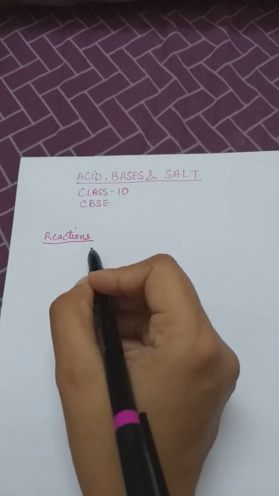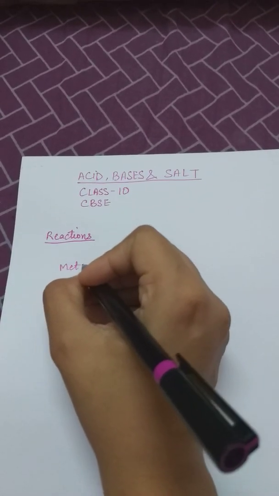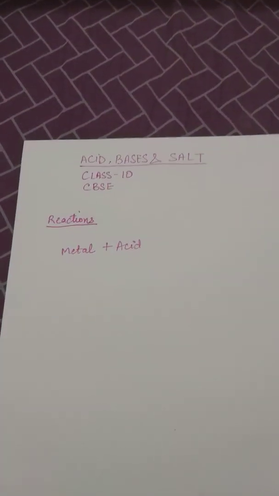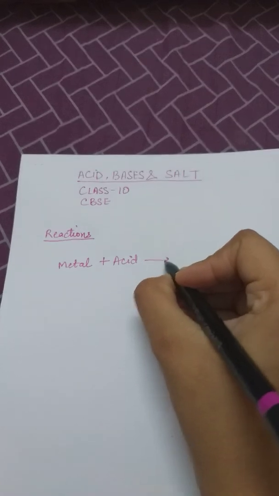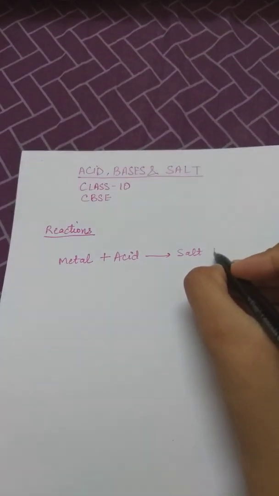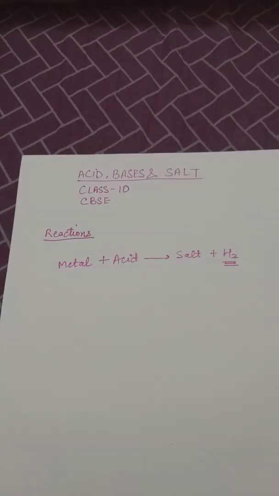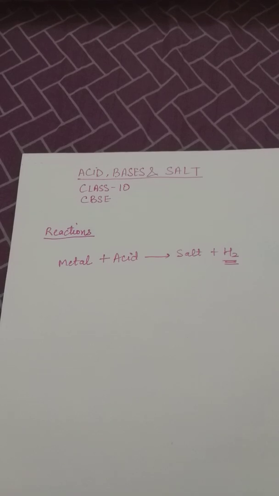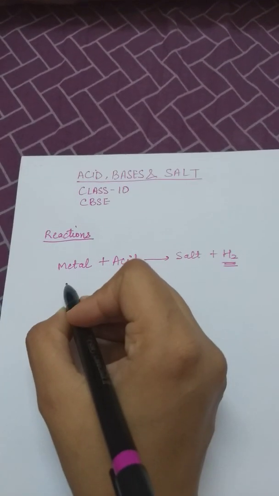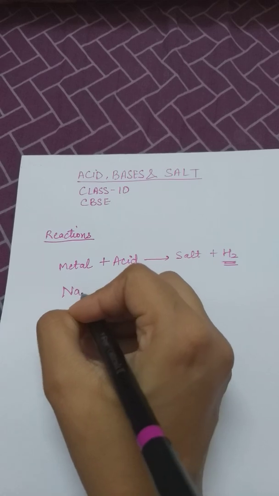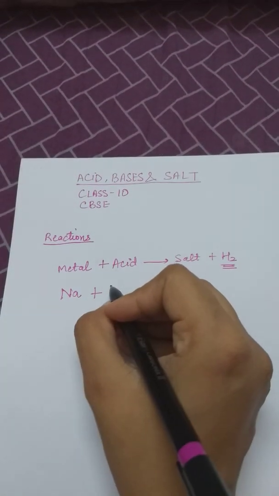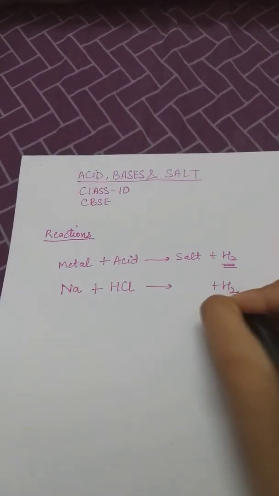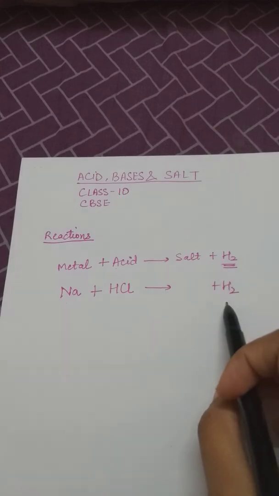The first reaction is when metal reacts with acid. Remember, whenever a metal reacts with acid, it forms salt and hydrogen gas. Remember, hydrogen gas is evolved when acid reacts with any metal. Let us see how, by taking an example. Let it be sodium plus acid, let it be HCl. First of all, just write hydrogen gas because the gas would be evolved for sure.